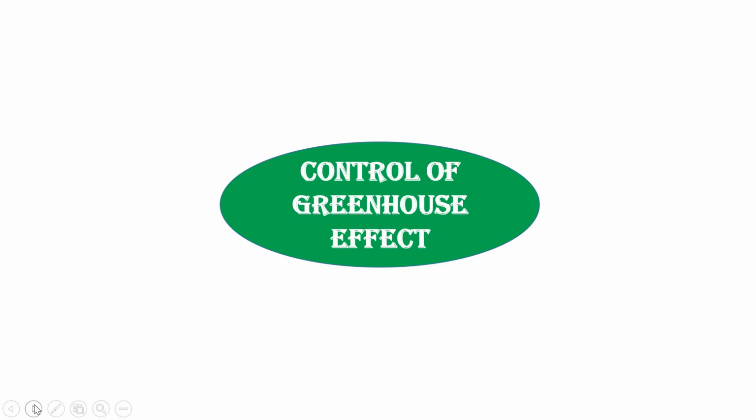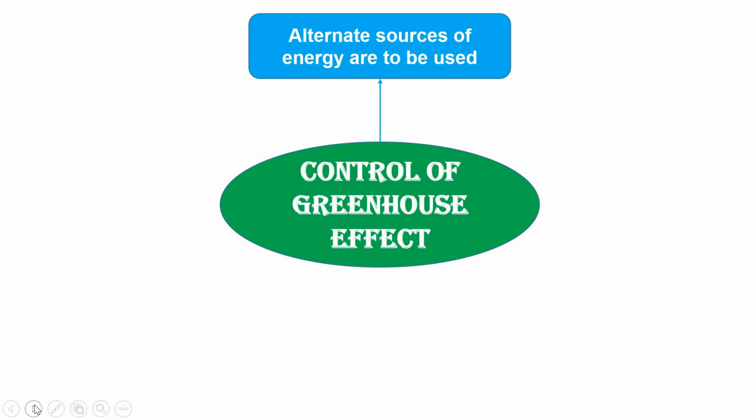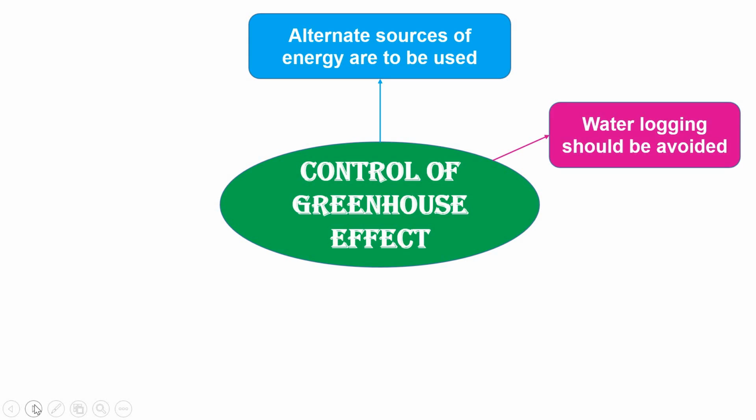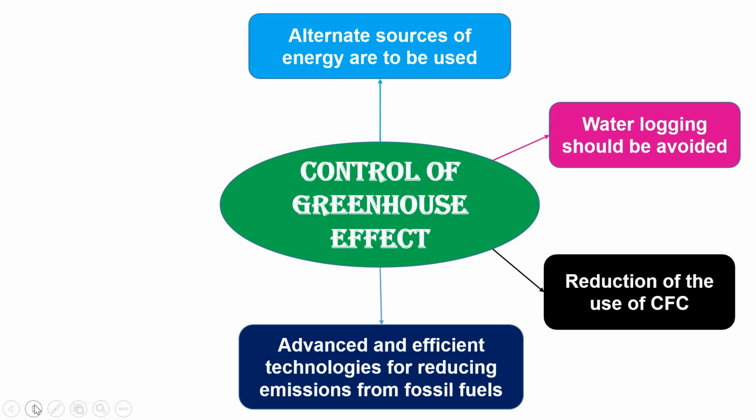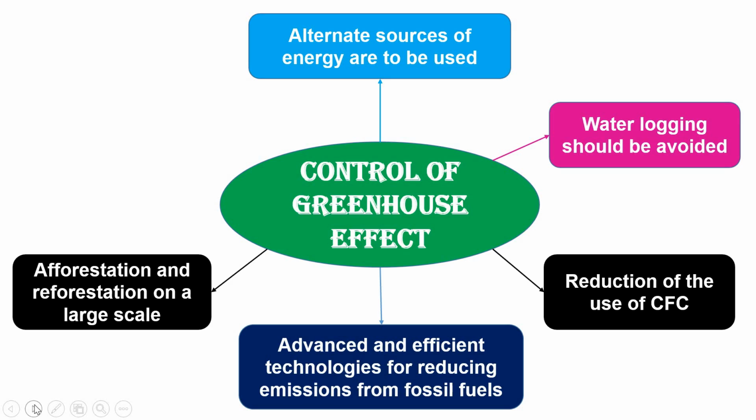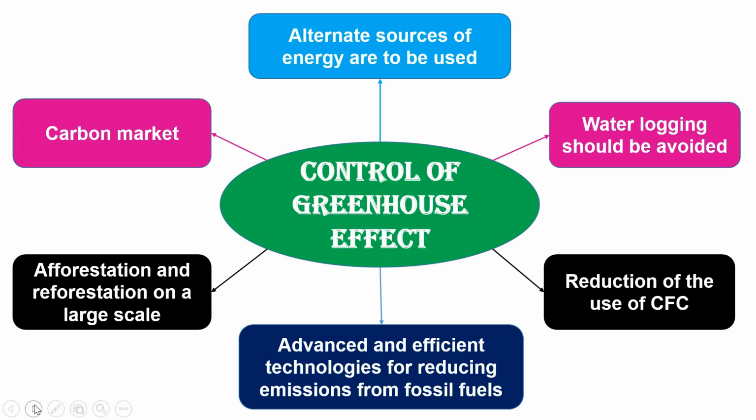The last point is control of the greenhouse effect. First, alternate sources of energy are to be used. Water logging should be avoided. Another is reduction of the use of CFCs. Advanced and efficient technologies for reducing emissions from fossil fuels. Another is afforestation and reforestation on a large scale. And last, the carbon market.